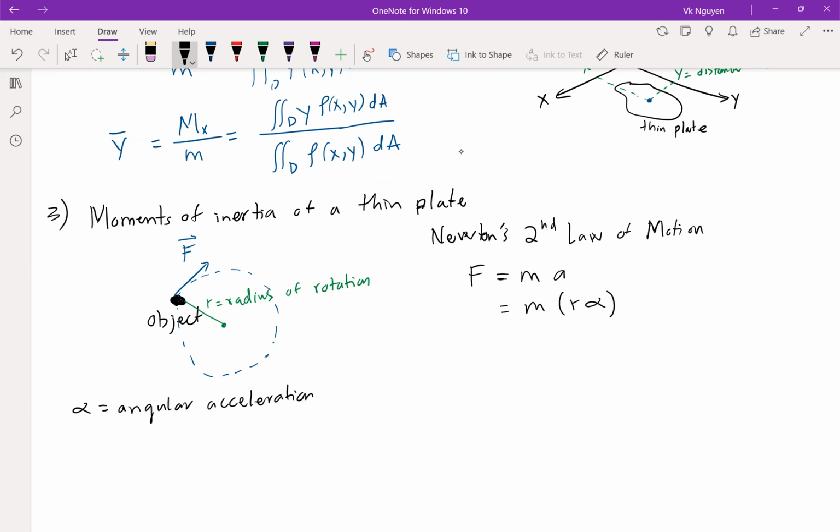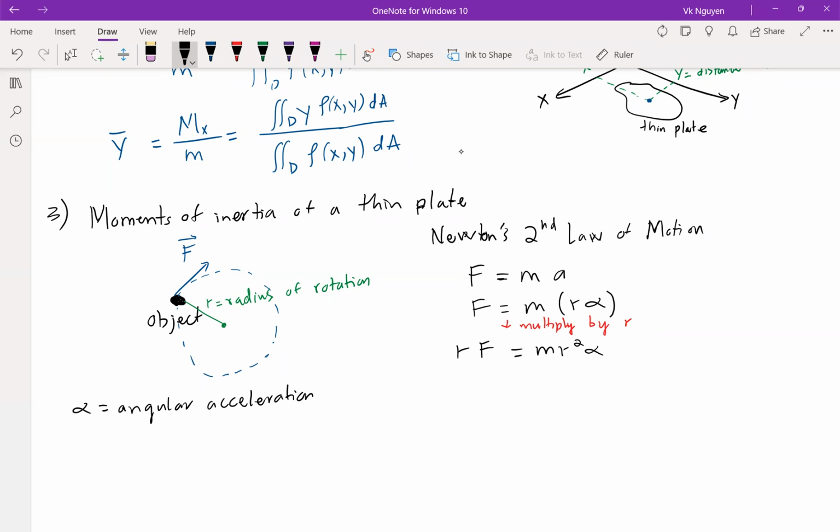What we're gonna do here is do something to this formula. We can multiply both sides by R. It's the radius R. So if we do that, we're gonna get RF equal to mr square times alpha. Okay, the radius times force.